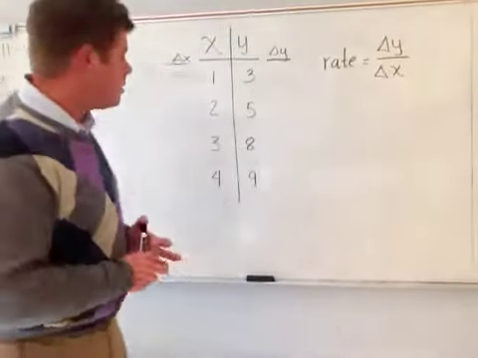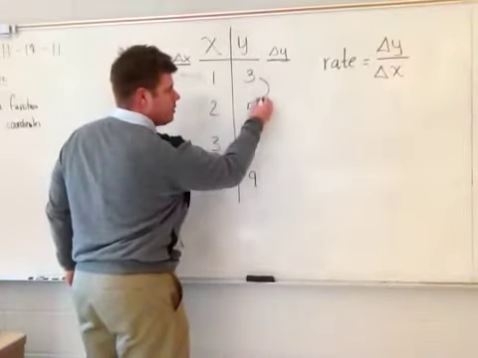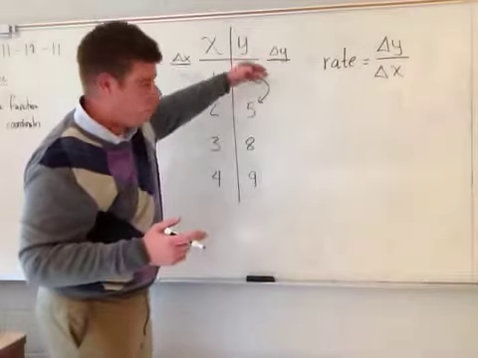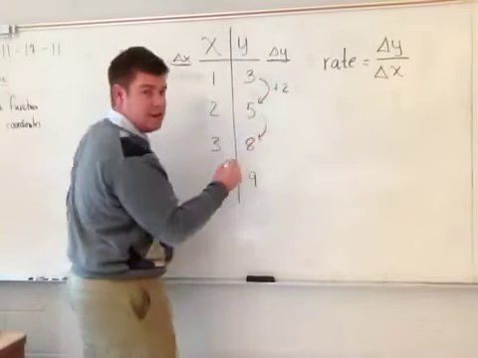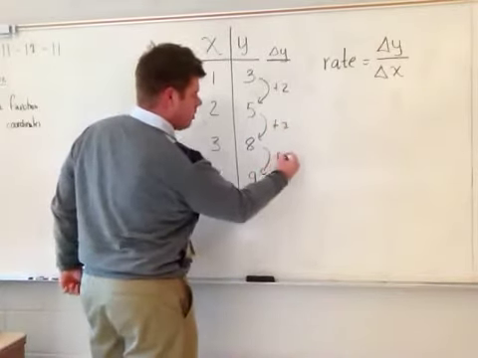So if we take a look at this function, I'm going to go ahead and do this as normal. I will do what is the change from the y function. The delta y from 3 to 5 is plus 2. From 5 to 8 is plus 3. And from 8 to 9 is plus 1.